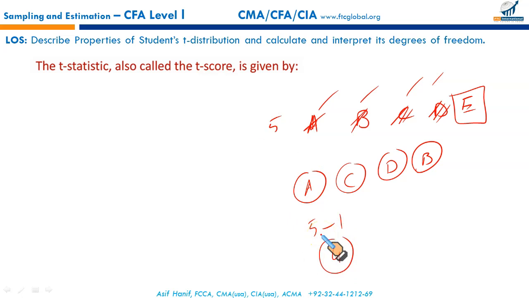Right? So the degree of freedom refers to the number of independent observations. The total observations, 5 minus 1. If you have 12 observations, your degree of freedom will be 12 minus 1, 11. If you have 25 observations, your degree of freedom is 25 minus 1, that is 24. That's what you mean by degree of freedom.